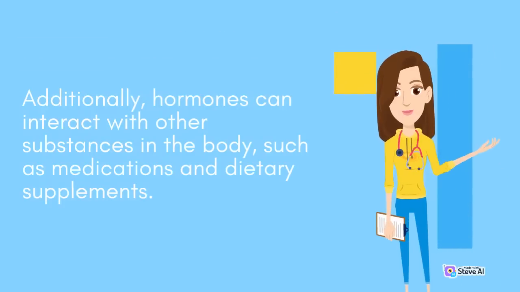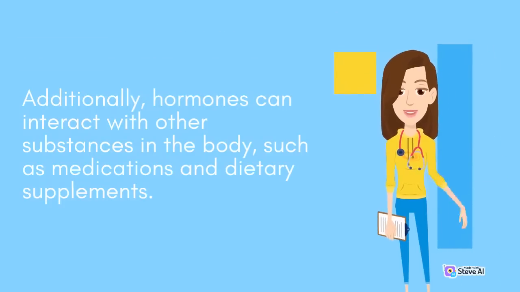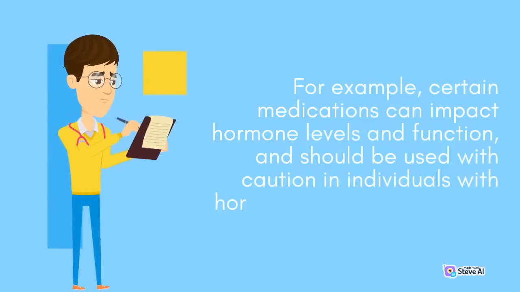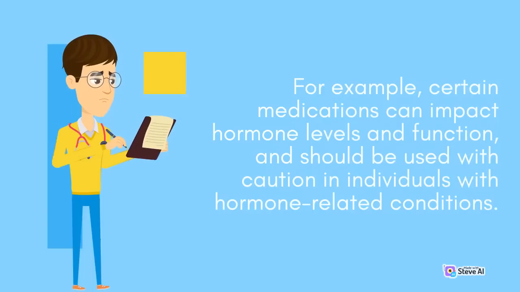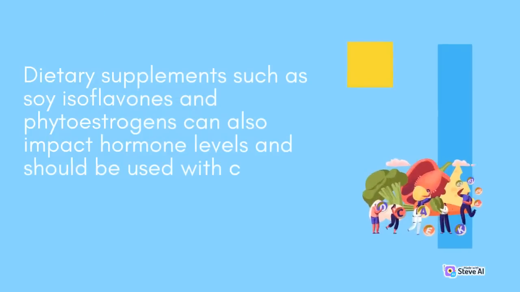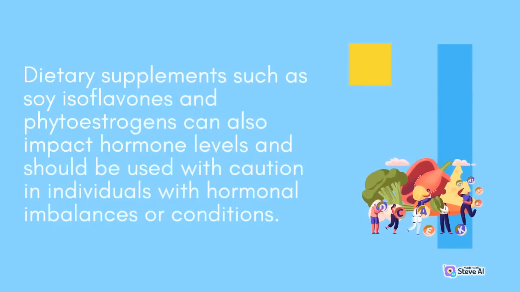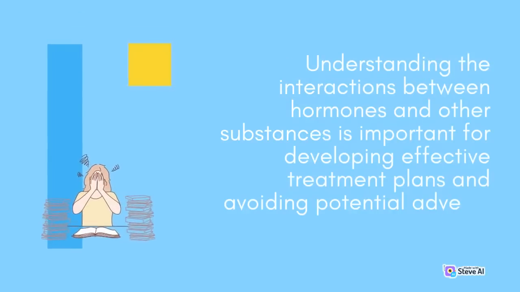Additionally, hormones can interact with other substances in the body, such as medications and dietary supplements. For example, certain medications can impact hormone levels and function, and should be used with caution in individuals with hormone-related conditions. Dietary supplements such as soy isoflavones and phytoestrogens can also impact hormone levels and should be used with caution in individuals with hormonal imbalances or conditions. Understanding the interactions between hormones and other substances is important for developing effective treatment plans and avoiding potential adverse effects.